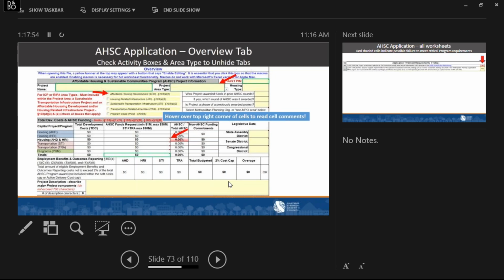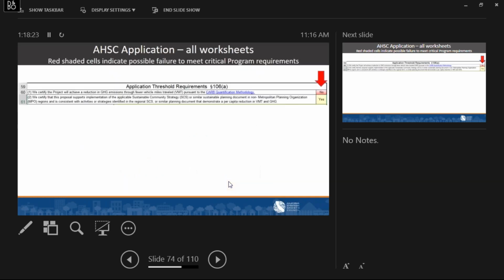You'll also notice there are little red flags across the workbook. Definitely hover over those red flags, those little red corners in the top right corner of the cells. Those will pop up with some comments that might be helpful for you all. And if you see a red number or a red cell, that means that there's something happening there or some possible eligibility criteria that might be going awry. So definitely something to be wary of.